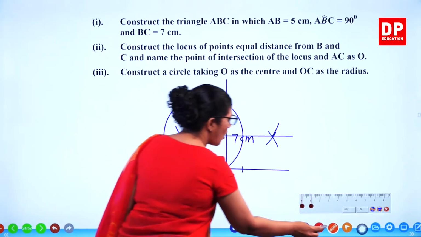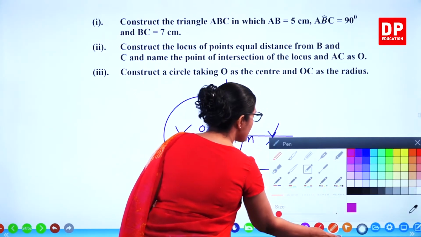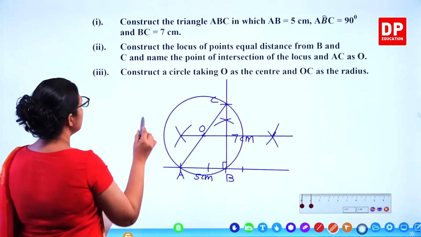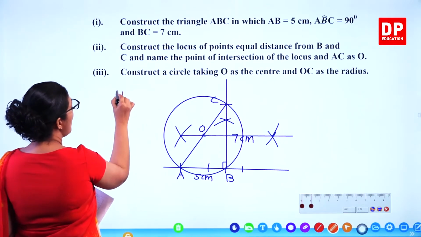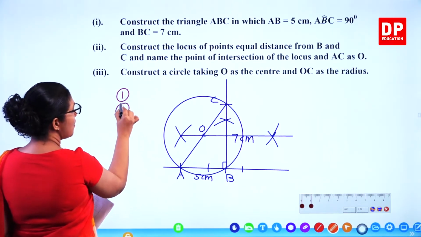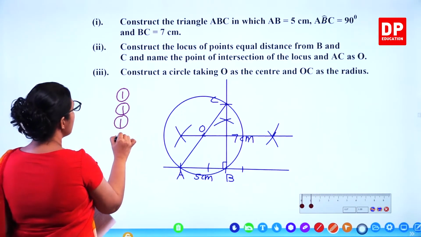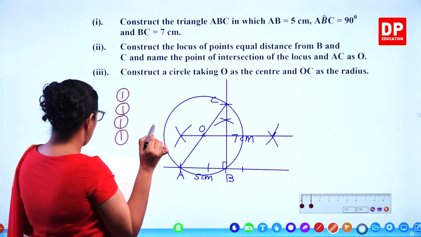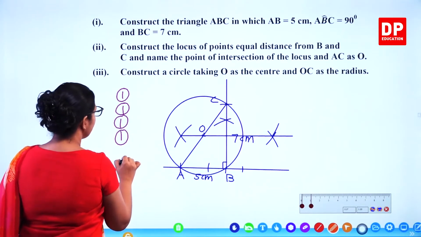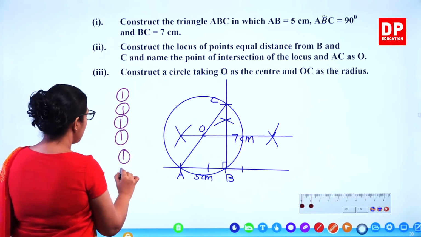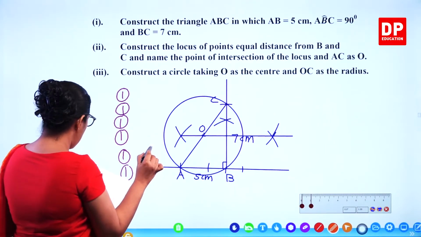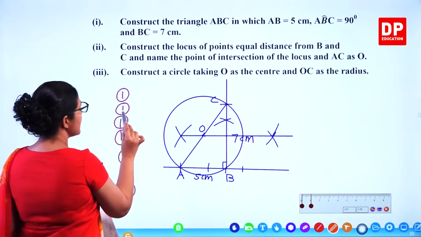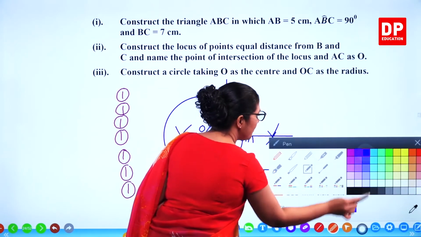So how many marks for these 3 parts? You are getting 4 marks for constructing the triangle. AB length 1 mark, BC 1 mark, perpendicular 1 mark, and then marking C point 1 mark, 4 marks. Then the second part, perpendicular bisector 1 mark, and then marking O point 1 mark, then constructing the circle 1 mark. 1, 2, 3, 4, 5, 6, 7 up to this point. Then we'll take the next one.